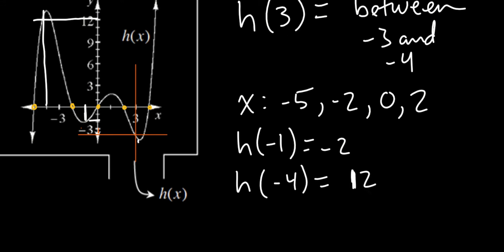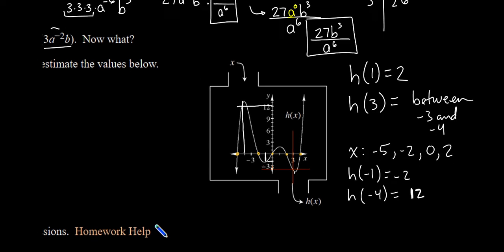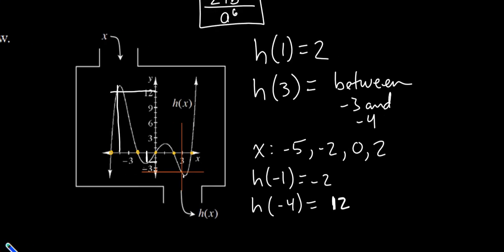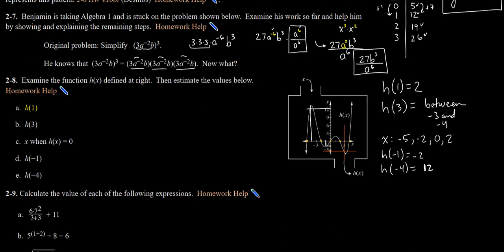So there we go. That is the third question in this homework assignment. My answers were h of 1 is 2, h of 3 is somewhere between -3 and -4. The values of x, -5, -2, 0, and 2, all produce outputs of 0. H of -1 is -2, and h of -4 looks like it produces an answer of 12.